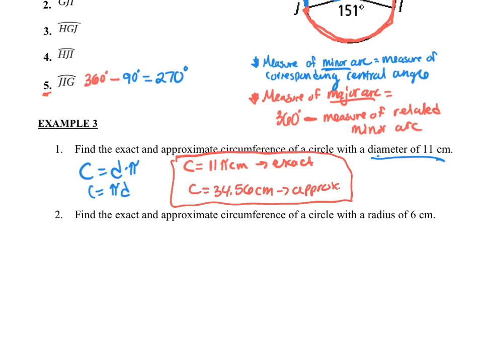Okay, and example 2, it's going to be the same idea, but instead we have the radius. They're giving us the radius. So just remember, for the circumference with radius, it's 2 pi r, or 2 times r times pi, or again, whatever order you're going to use that formula. So you're going to find the exact one with pi still in the answer, and the approximate one where you use your calculator.